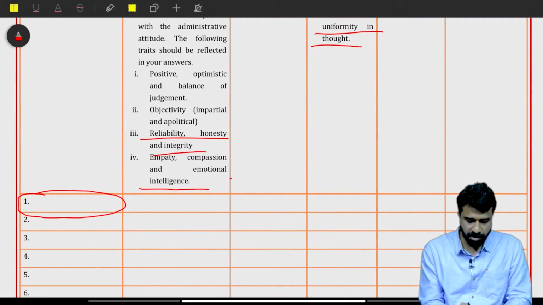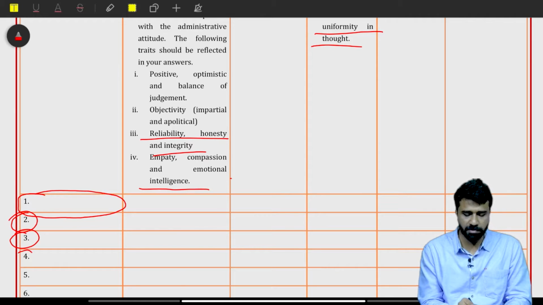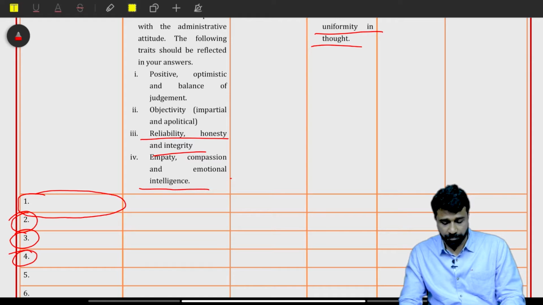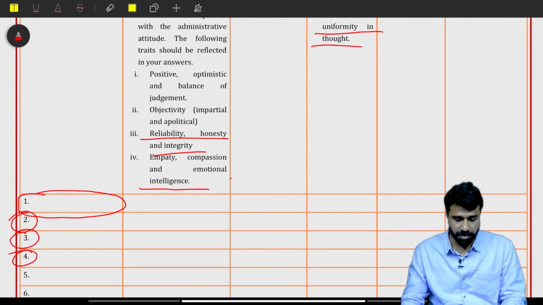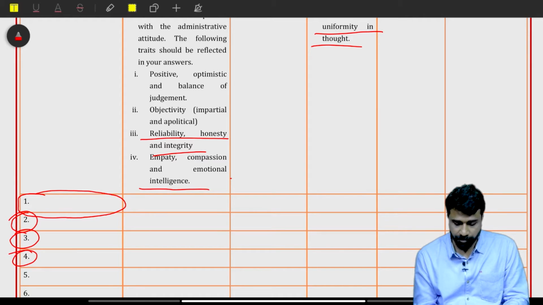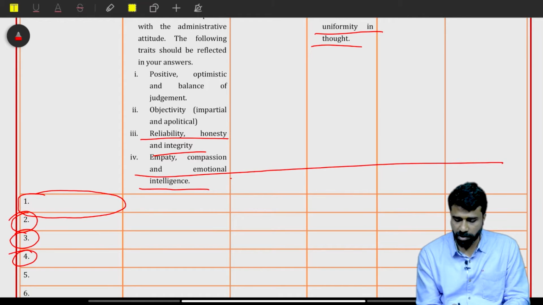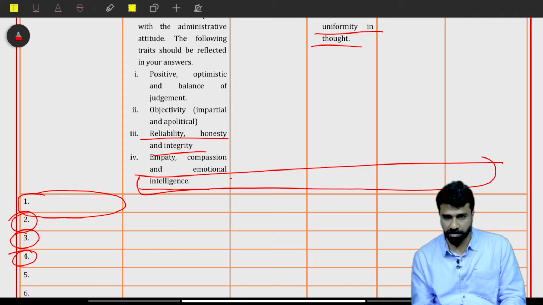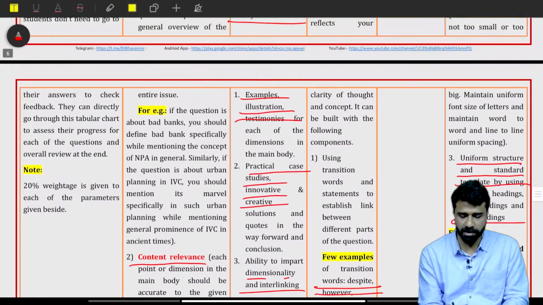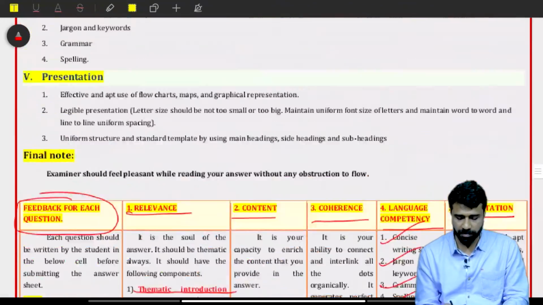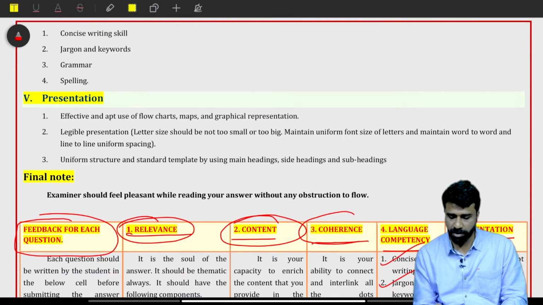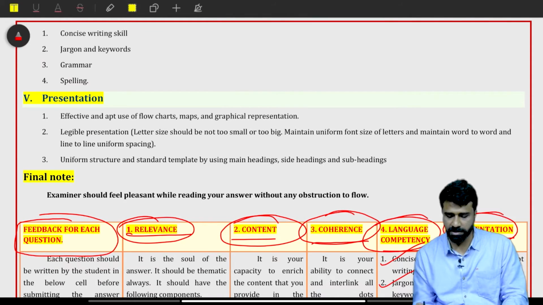This is question number 1. This is question number 2, question number 3, question number 4. You have to write the question there. We'll give you a larger cell there. Don't worry. This cell should be filled by the student. This question number 1 will be assessed by our evaluation team based on these 5 following parameters. Beside it we have given you the parameters, this is relevance, regarding the parameter related to relevance. Okay, and this is about content, your competency in content, and this is about coherence and language competency and presentation.